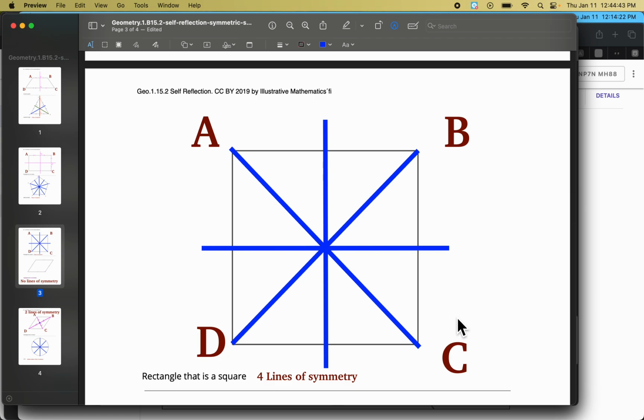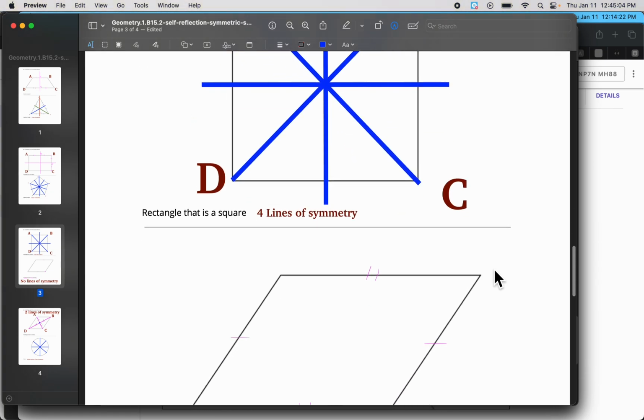Well, let's look at the square, right? It has four lines of symmetry. Just like the rectangle, it has up and down and side to side, but it also has the same as the rhombus, the diagonal ones. Those also work, okay? And again, each time it's going to be at a right angle to something, right?